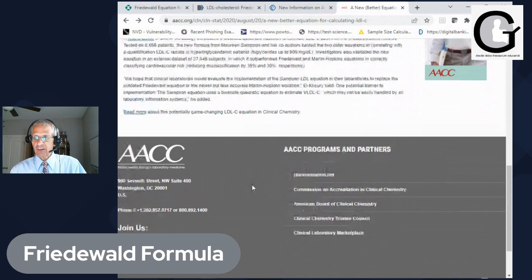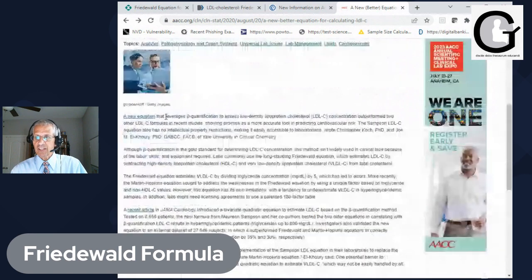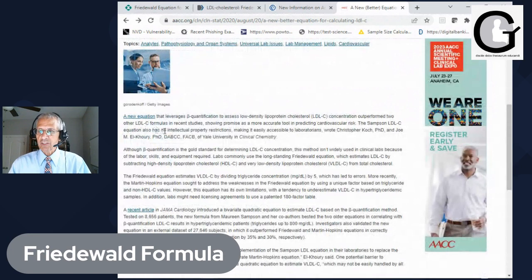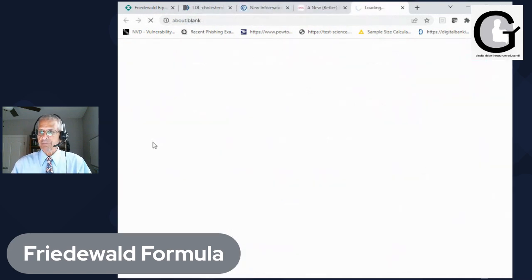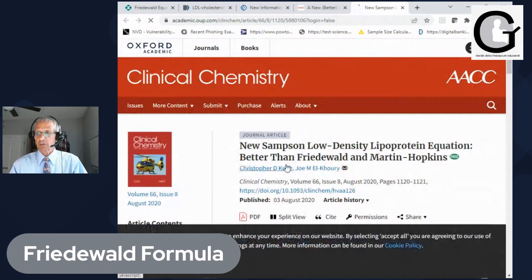Well, I took a look at this, and they're into it too. A new equation averages B quantification to assess low density lipoprotein concentrates, outperformed two LDLC formulas in recent studies, showing promise as a more accurate way of predicting cardiovascular risk. The Sampson LDLC equation also has no intellectual property restrictions. So it's a new equation, and you can even go to the new equation if you want. And this gives you what's going on here in clinical chemistry.